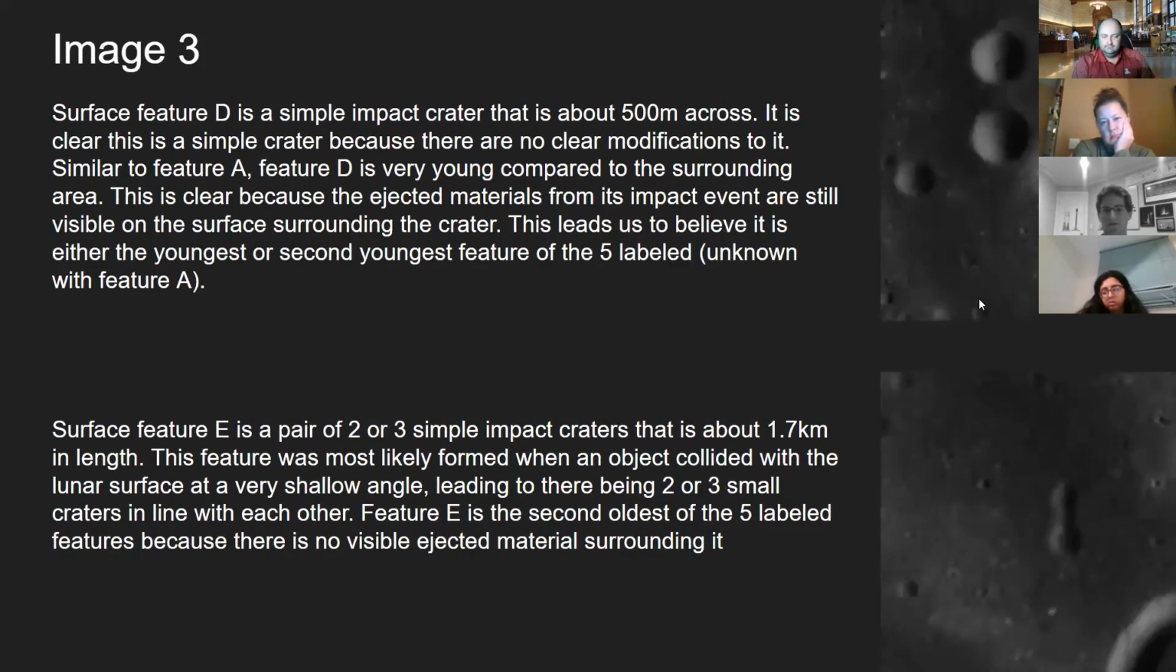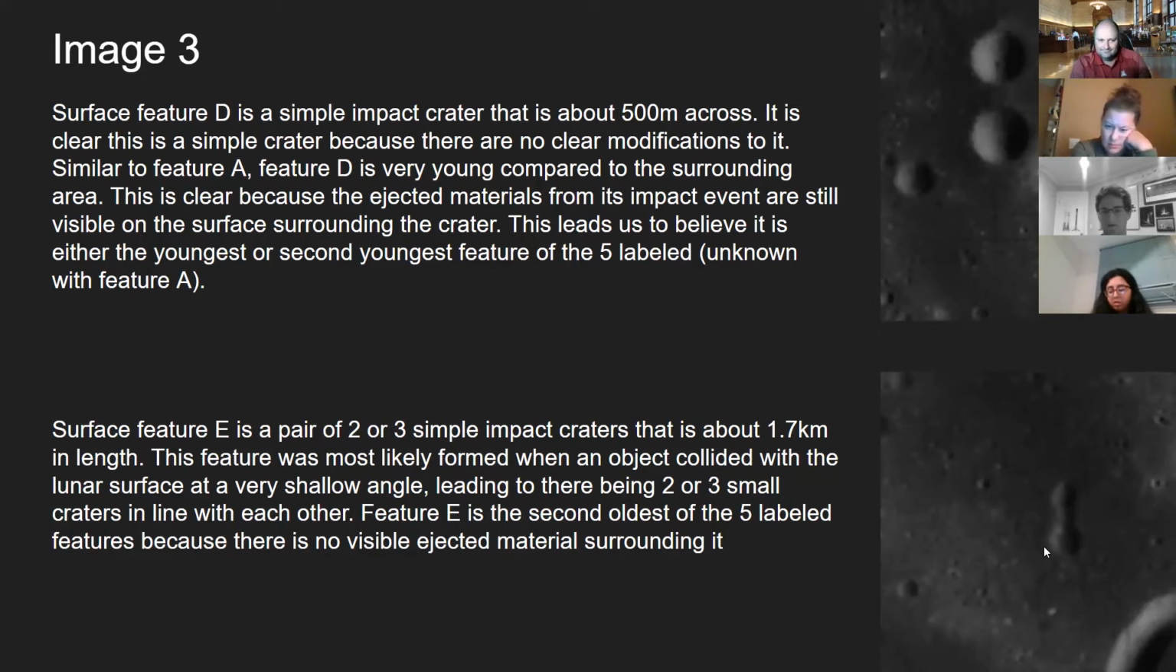Surface feature D is a simple impact crater. It's about 500 meters across. It's clear that it's simple because there's been no modifications. It's similar to feature A. It's really young compared to the others, and that's clear because you could see ejected material that's lighter than the surrounding area. But I'm not sure if it's older or younger than feature A because they're just too far apart to really tell.